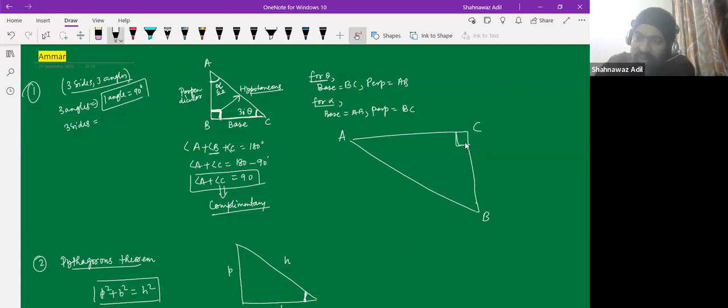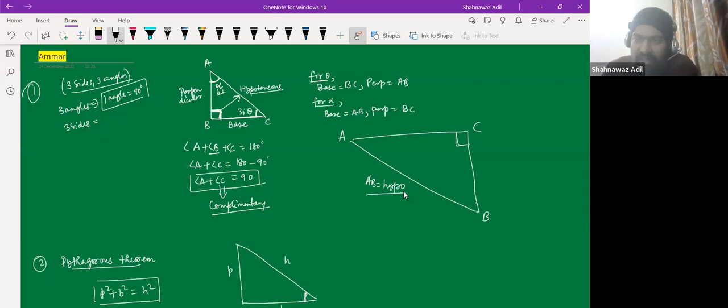So the side which is opposite to C would be the hypotenuse, right? What is the side which is opposite to C? AB. So AB is the hypotenuse. Correct. So we can easily identify the hypotenuse, right? This is one thing.